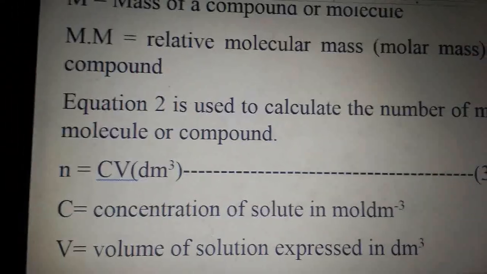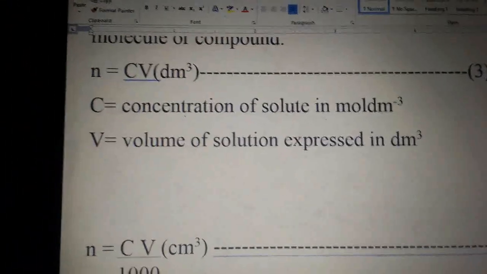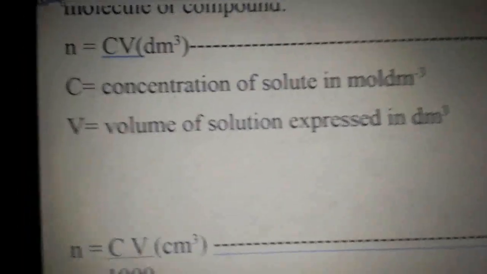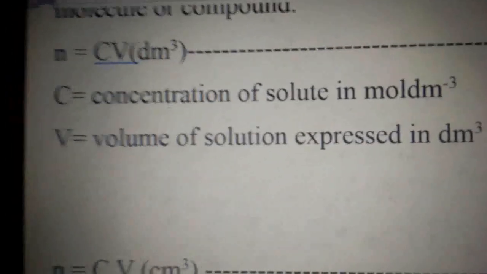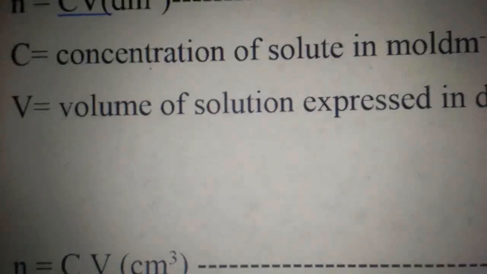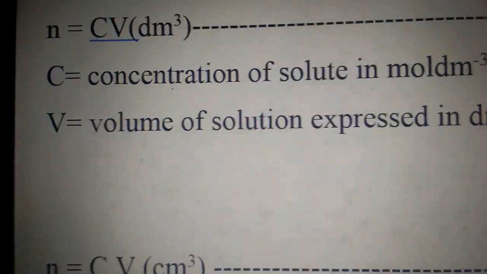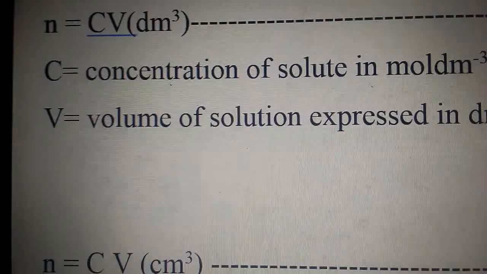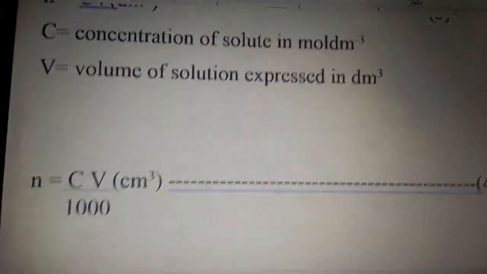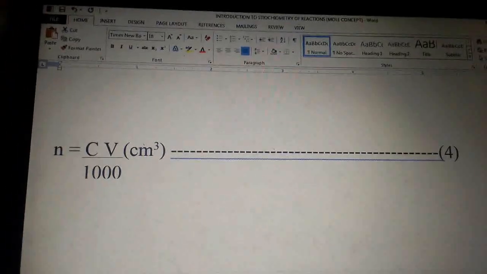We look at equation 3. Equation 3 says number of moles is CV, where C is the concentration of the dissolved substance, the solute, in mole per dm cube, and V is the volume of solution expressed in dm cube. So for that equation, volume must be in dm cube. We now go to equation number 4.